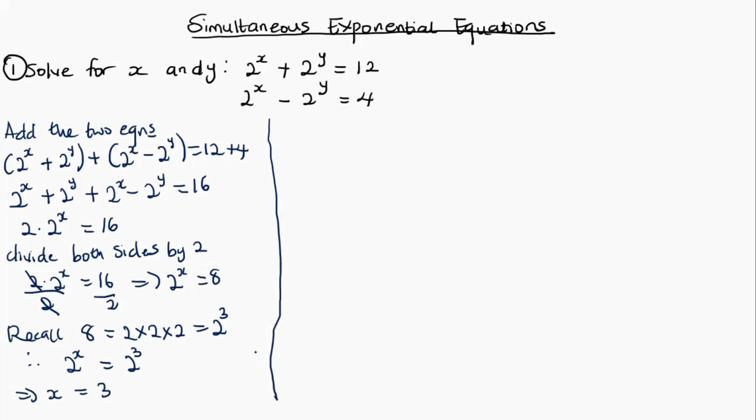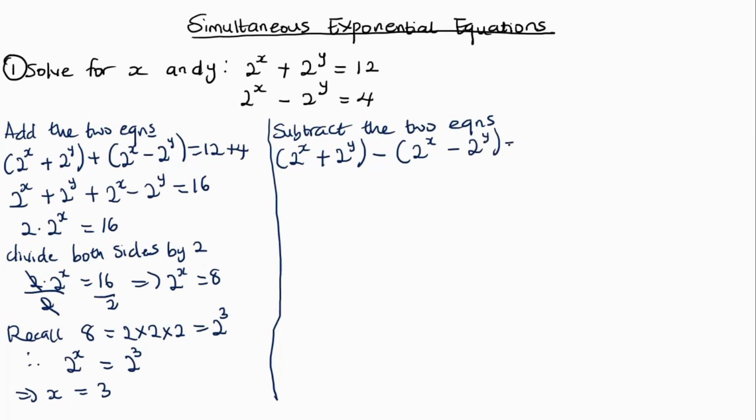Now, in order for us to solve for y, all we want to do is to subtract the two equations. So subtract the two equations to solve for y. So we have this to be 2 power x plus 2 power y minus 2 power x minus 2 power y is equals to 12 minus 4.